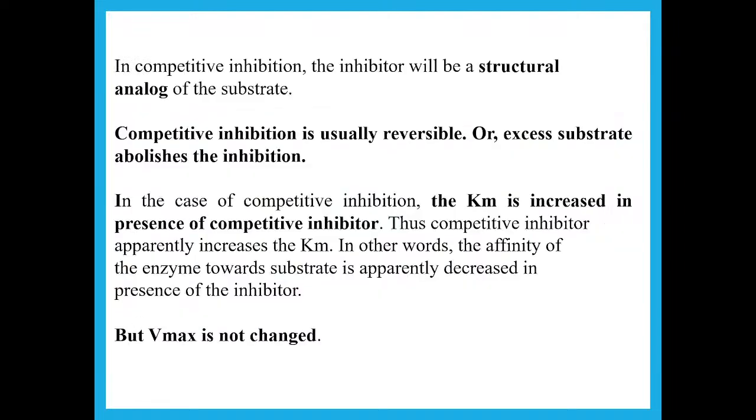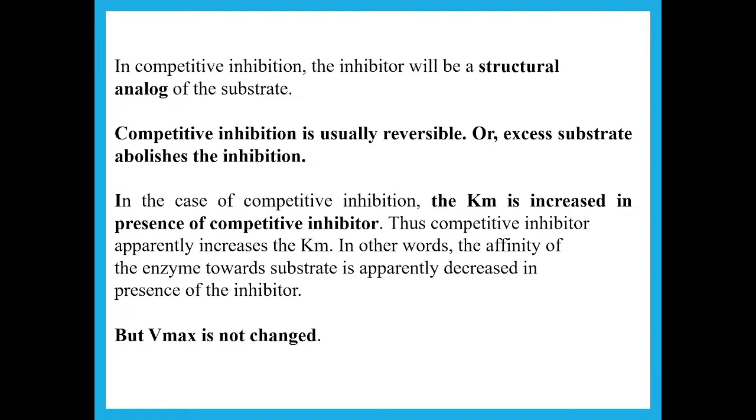So, in a competitive inhibition, now you come to the different types of inhibition. You have heard already before, or you have studied, that there are different types of inhibition like competitive, uncompetitive, non-competitive, allosteric, suicide, feedback. All of these will be coming one by one for your understanding and how they are clinically used or their relevance. In a competitive inhibition, the inhibitor is a structural analog of the substrate. Structural analog means the inhibitor will be similar to the substrate. Competitive inhibition is usually reversible, or excess substrate abolishes the inhibition.